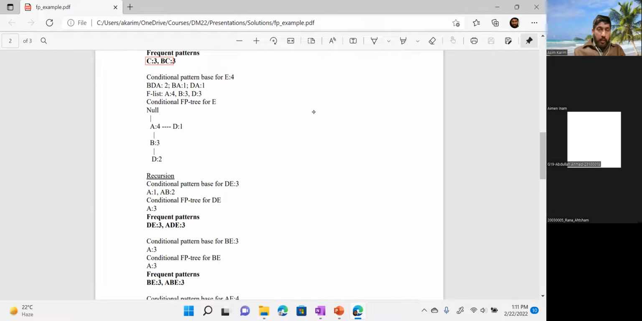And since अब ये जो ट्री आपके पास आया है, इस पे फर्दर आप रिकर्शन नहीं कर सकते, because B का पाथ खत्म हो गया. So you go back to the top list and go to the next item, which would be E. So E का फिर कंडीशनल पैटर्न बेस बनाएंगे. So ये कंडीशनल पैटर्न बेस E का आ गया. इसकी F लिस्ट बन जाएगी. अब इसका FP ट्री बनेगा.